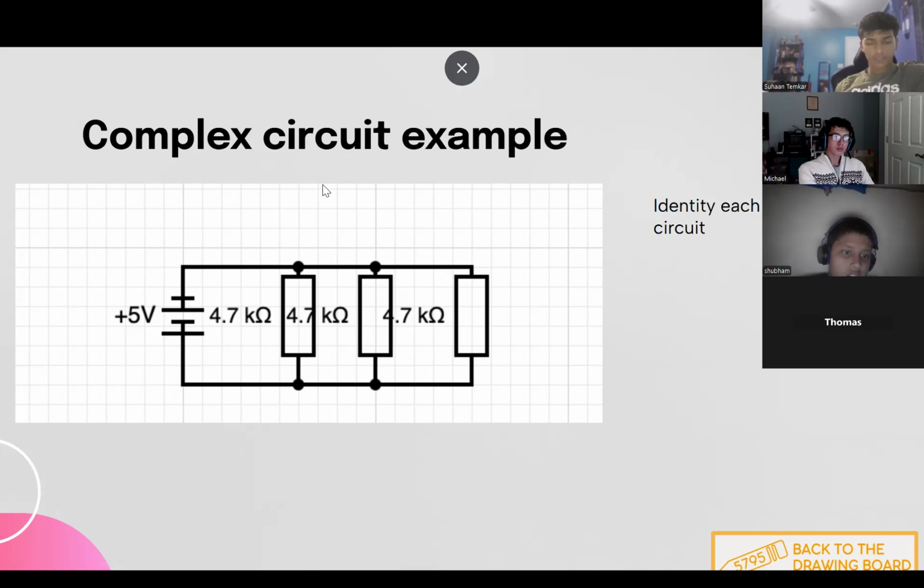5 volts is the battery, yep, 4.7 kilo ohms, and the other one, they both are resistors, and the last one might also be a resistor. I think it is, yeah. Yeah, that's correct. And what does kiloohms measure? The amount of resistance that the resistors are putting on the flow of electricity. Brilliant. Well done. Everyone get that? Okay, well done. Perfect job.